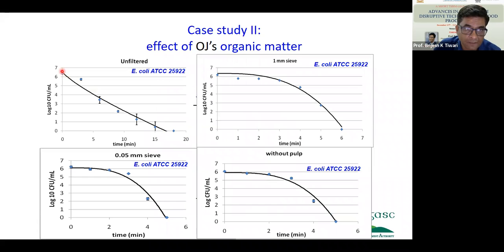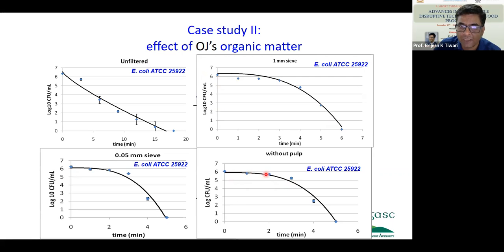So as you can see here, this is simple first order kinetics, unfiltered juice. When we had juice which was passed through a 0.05 mm sieve, we had a different inactivation profile. When we had it with a 1 mm sieve, we had a different inactivation profile.